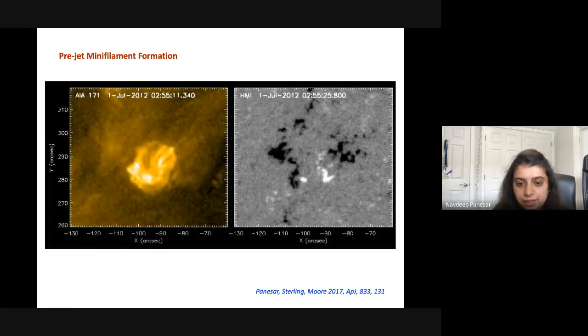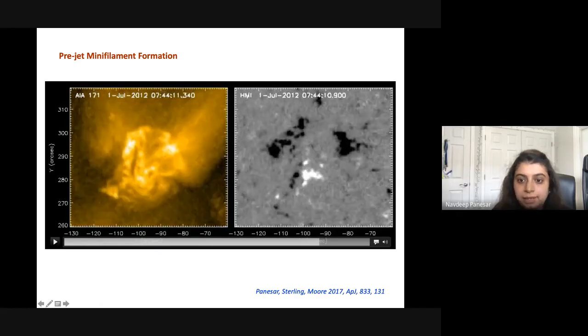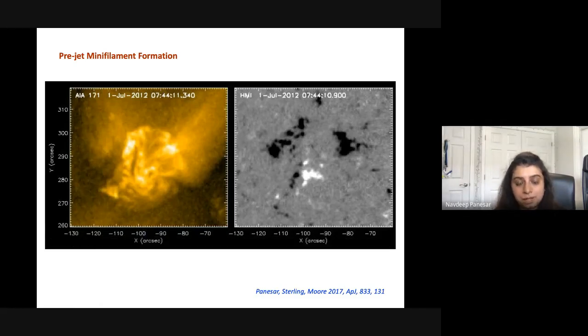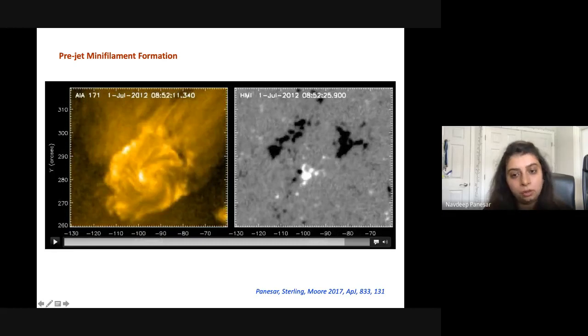After enough cancellation, there is eventually a formation of highly sheared field above the neutral line, this one, that carries the cool plasma above the neutral line. This is the mini-filament formation over the neutral line. After the formation of this pre-jet mini-filament, the flux continues to converge and cancel, as we have already seen in our earlier examples. And this cancellation triggers the coronal jet eruption.